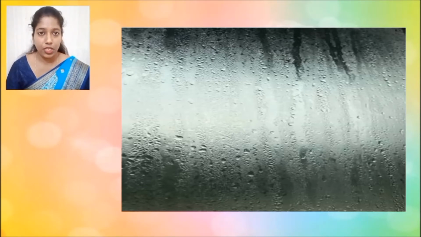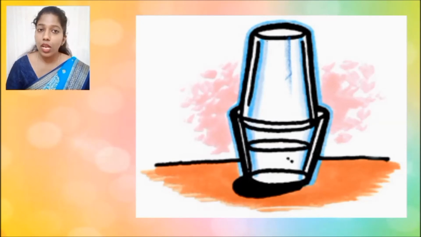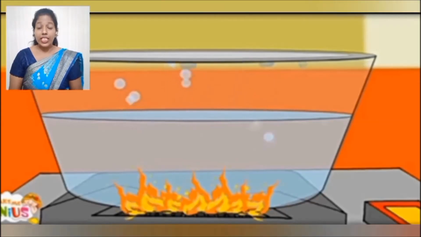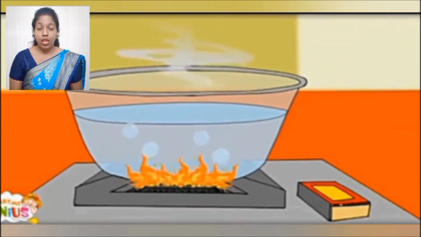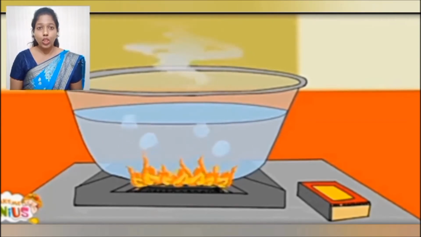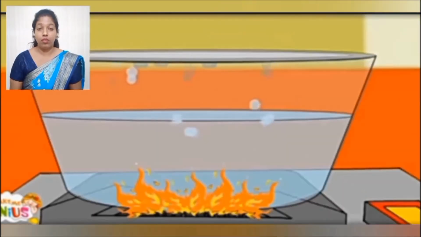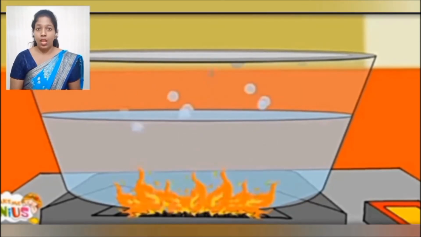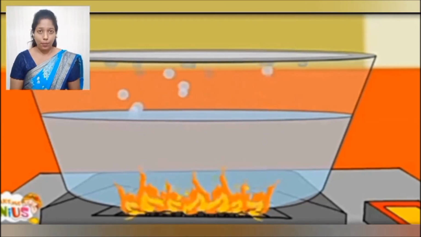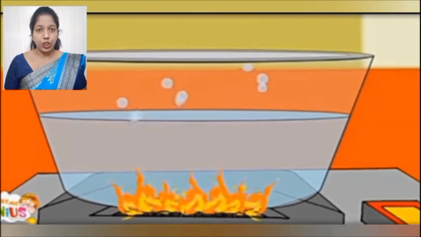Let's see another activity. Take two similar glasses. Fill one of them halfway with hot water. Take another glass and place it upside down on the glass containing hot water. What will you observe after some time? We see that when we heat water, it converts into water vapor. If we cover a plate on a pot of hot water, the water vapor collides with the surface of the plate, cools down and turns back into water droplets. This process is called condensation.